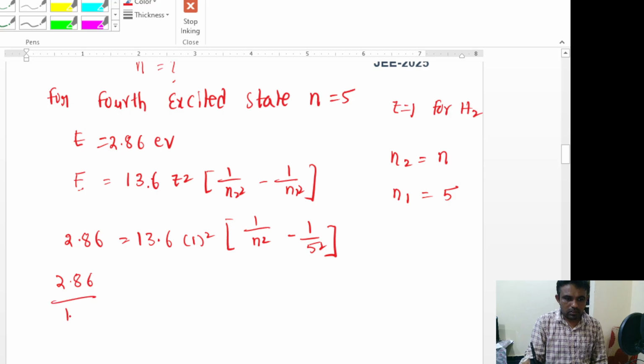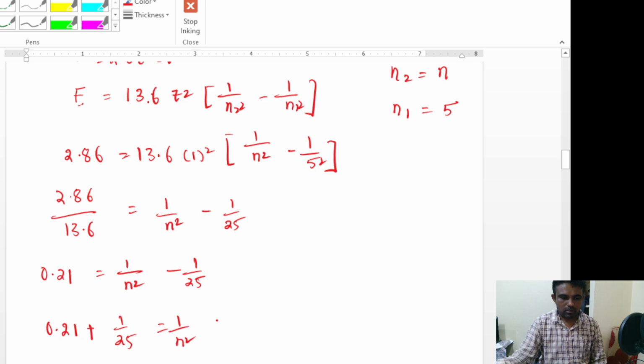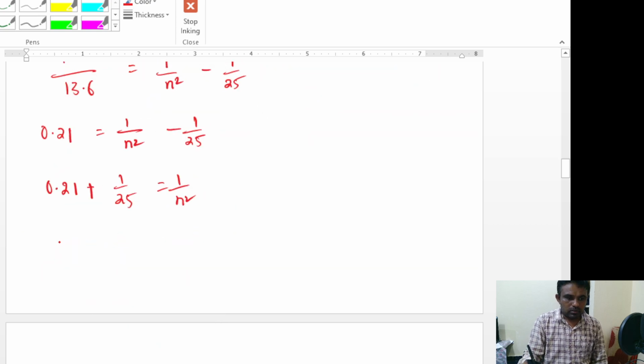2.86 by 13.6 is equal to 1 by n square minus 1 by 25. 2.86 by 13.6 value 0.21 is equal to 1 by n square minus 1 by 25. So 0.21 plus 1 by 25 is equal to 1 by n square. So 21 by 100 plus 1 by 25 is equal to 1 by n square.